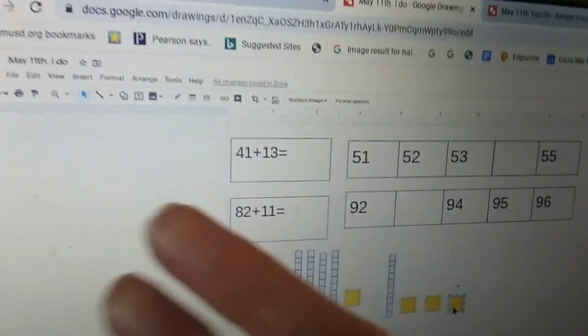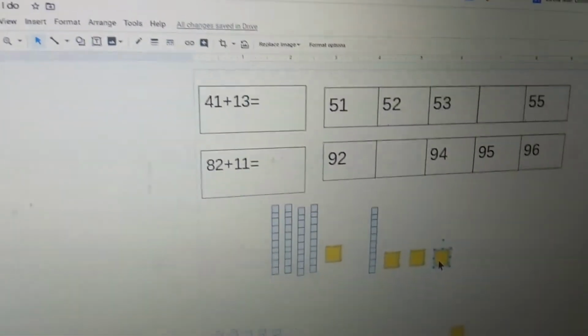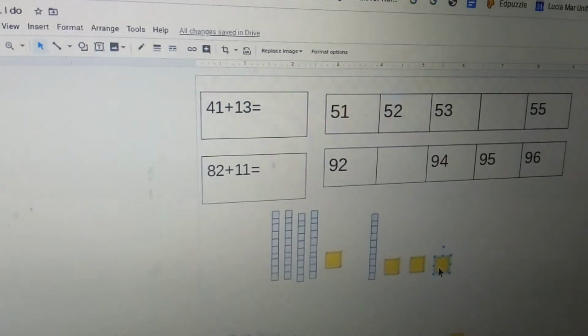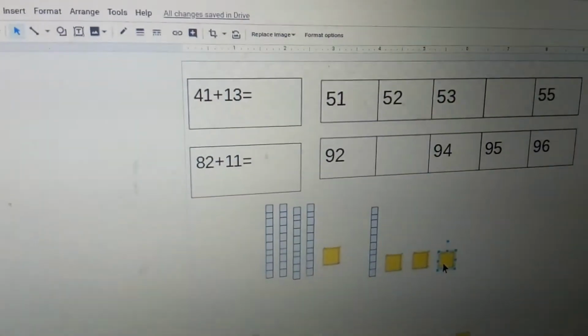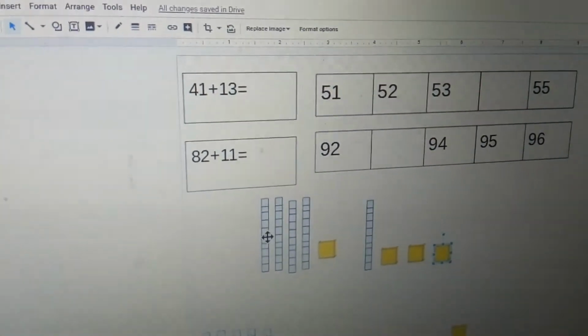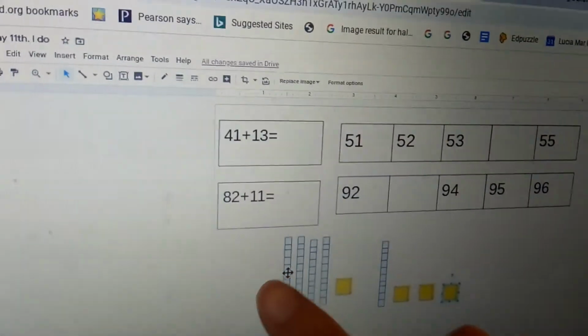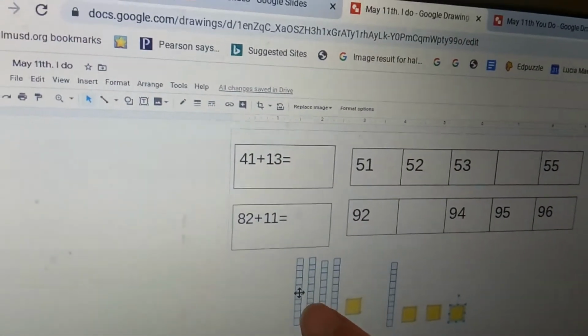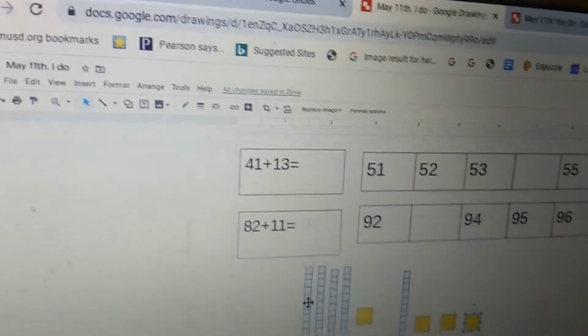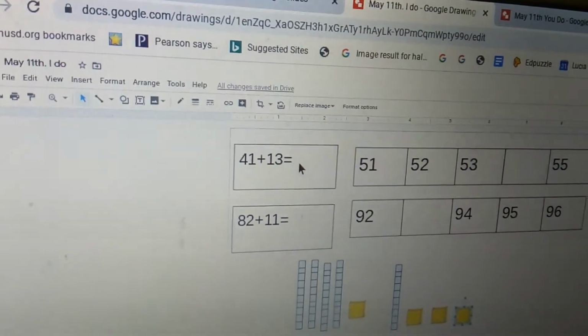Now it's time for step 2, where I need to count my total tens and ones to figure out what my sum or total is. So let's count my tens first. So I see here I have 1 10 stick, so I have 10, 20, 30, 40, 50. So I know my 10 spot is going to be a 5.